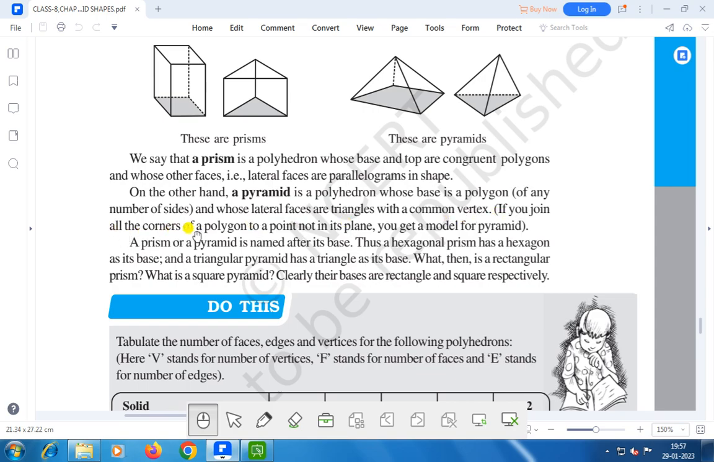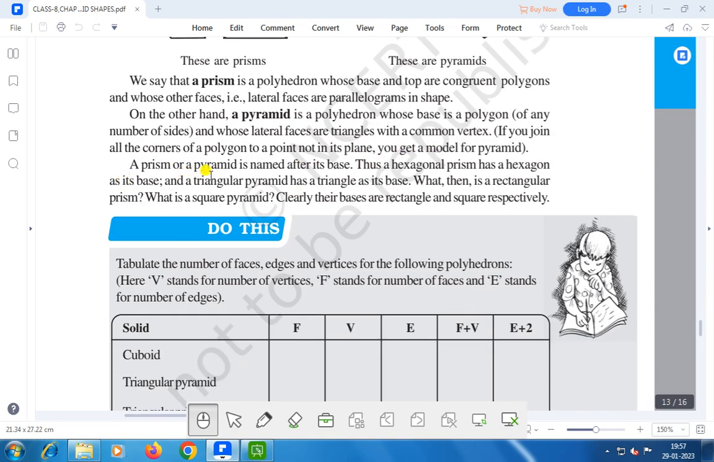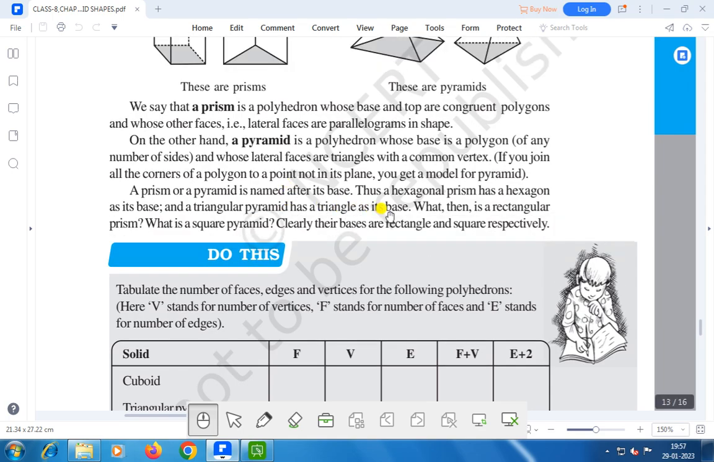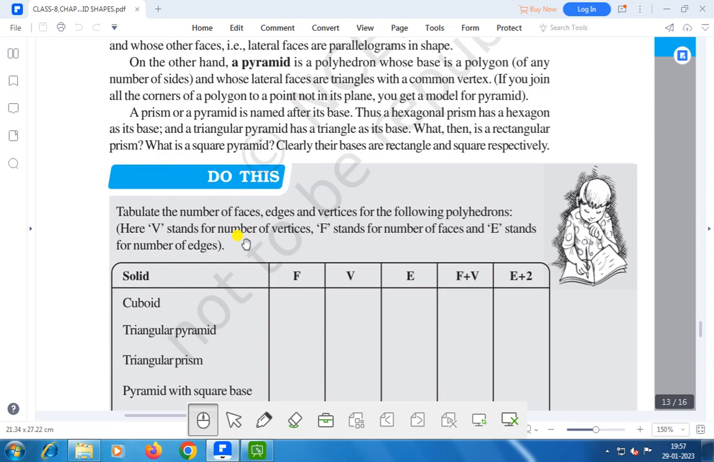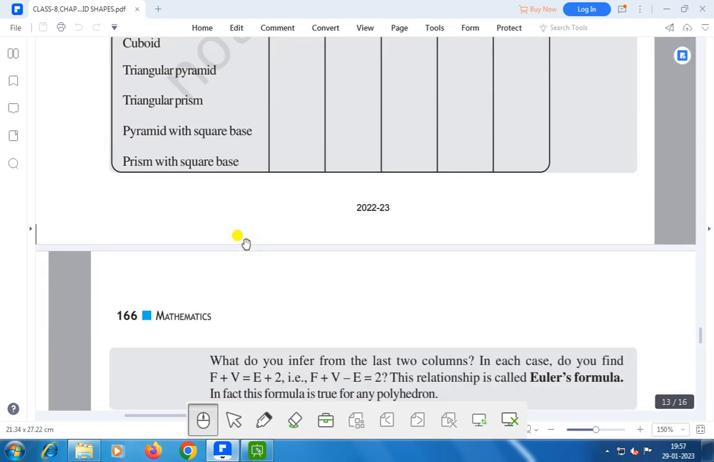If we join all the corners of a polygon to a point not in its plane, we get a model for a pyramid. A prism or a pyramid is named after its base. Thus, a hexagonal prism has a hexagon as its base, and a triangular prism has a triangle as its base. What then is a rectangular prism? What is a square pyramid? Clearly, their bases are a rectangle and a square respectively.